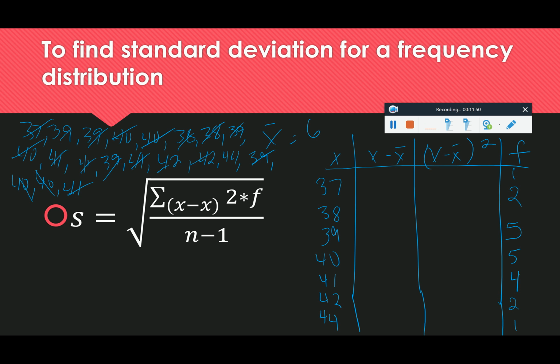Okay, so we need to find the mean. So we add all these up and divide by how many there are. There's 1, 2, 3, 4, 5, 6, 7, 8, 9, 10, 11, 12, 13, 14, 15, 16, 17, 18, 19, 20. So n is 20. When you add all those up, you get 800. So your mean is going to be 800 divided by 20, which is 40.